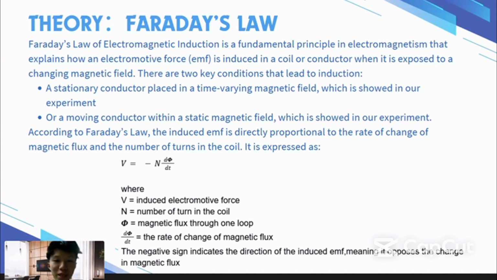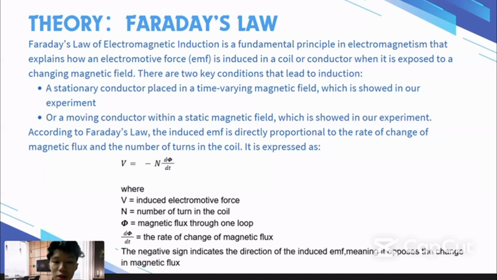Faraday's law of electromagnetic induction is a fundamental principle in electromagnetism that explains how an EMF is induced in a coil or conductor when it is exposed to a changing magnetic field. There are two conditions that lead to induction, which are shown in our experiment. First is a stationary conductor placed in a time-varying magnetic field, and second, a moving conductor within a static magnetic field.